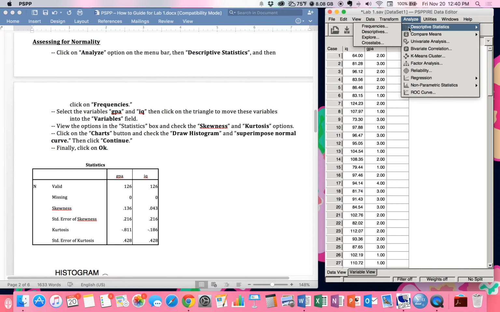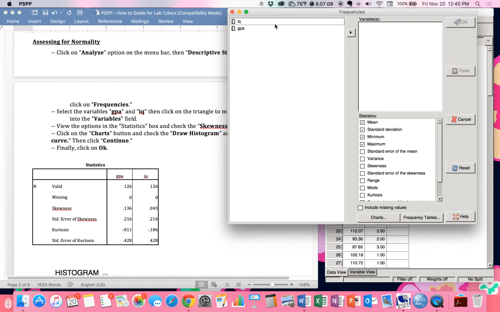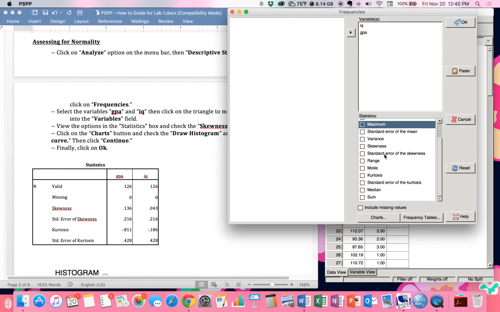for us. So I'm going to go back to analyze, back to descriptives, back to frequencies, and I'm going to move both IQ and GPA. I can actually click Control or Command if you're using a Mac, highlight both at the same time, and click them both over. And I am going to say, we're going to talk about mean and standard deviation, minimum, maximum, just 1 minute, but maybe I'm interested in skew and kurtosis. So I can actually click skewness, standard error of the skew, and kurtosis and standard error of the kurtosis.